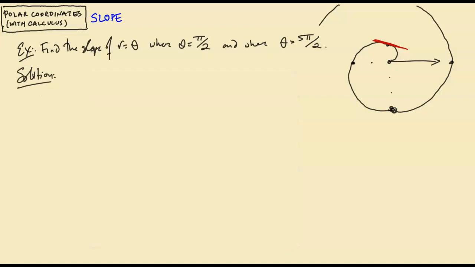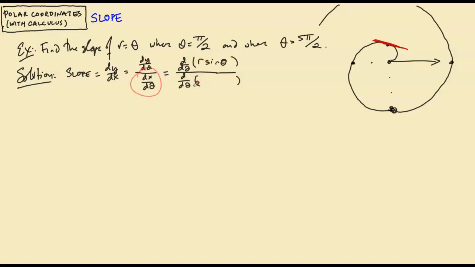Same way we did the last one. Nothing to memorize, just think. The slope, of course, is dy dx. Divide top and bottom by d theta to get it into the picture, since our curve is given in terms of theta. Well, that's the same as derivative with respect to theta of y, which is r sine theta. And this is the derivative with respect to theta of x, which is r cosine theta.